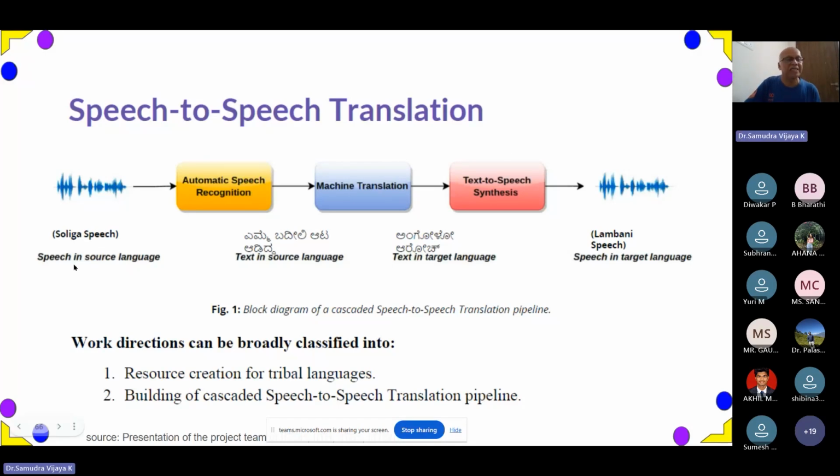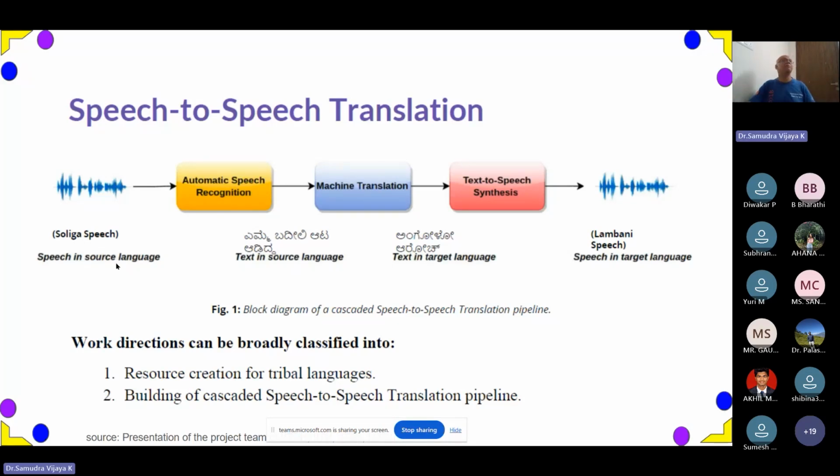For example, here is a Soliga speaker, and he wants to speak to a Lambani speaker. This guy knows only Soliga, he doesn't know Lambani. This guy knows only Lambani, does not know Soliga. So he speaks some Soliga speech in the source language, which could be Emme Badili Ata Adidda. He spoke it, and this is the corresponding transcription in Kannada script. So I can read it: Emme Badili Ata Adidda. Speech to text, in text in the contact language.